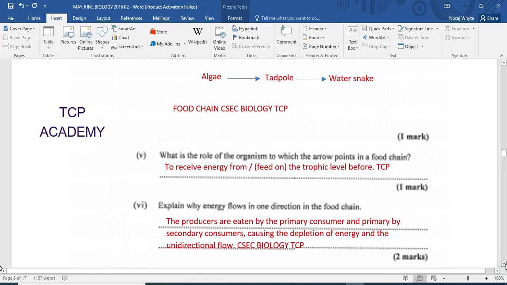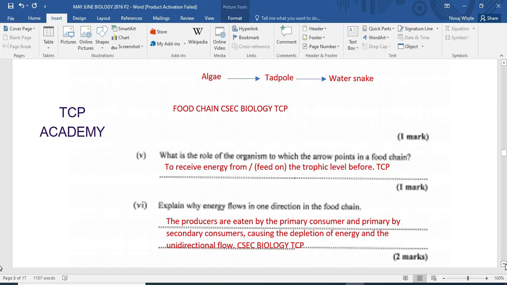Now, explain why energy flows in one direction in a food chain. Earlier we said that it is unidirectional. Now, the producer is eaten by the primary consumer and the primary consumer by the secondary consumer, causing the depletion of energy and the unidirectional flow. So it is flowing in one direction as the energy is being consumed as we move from left to right, depleted.